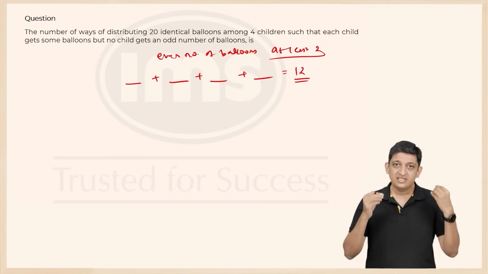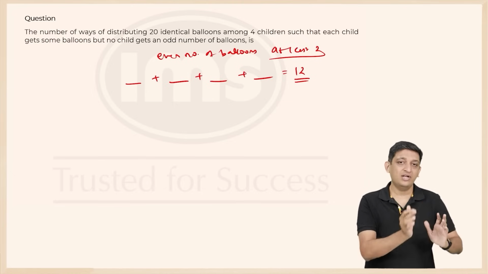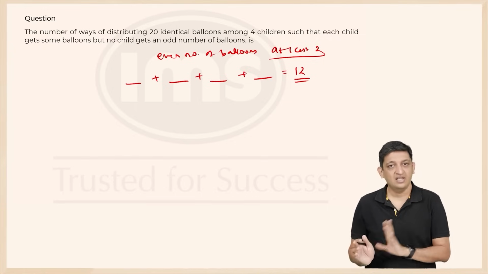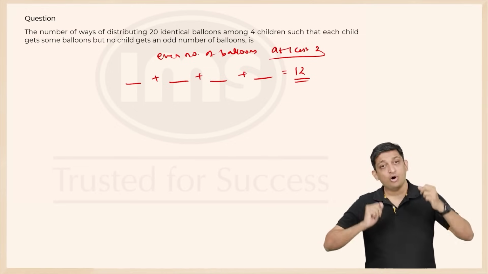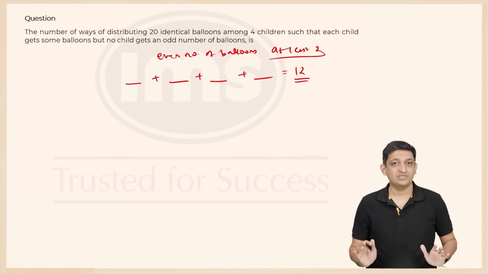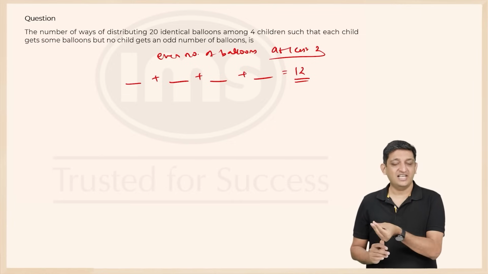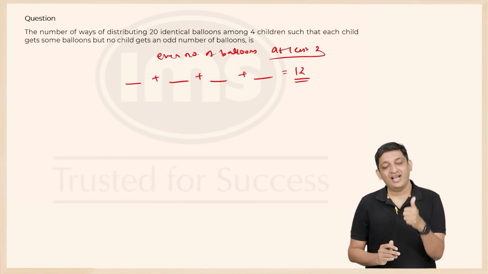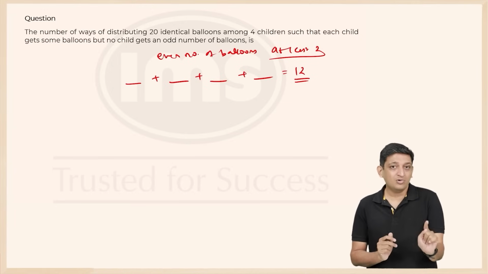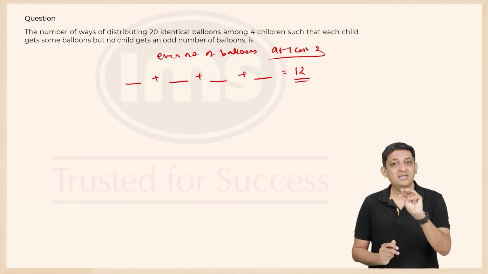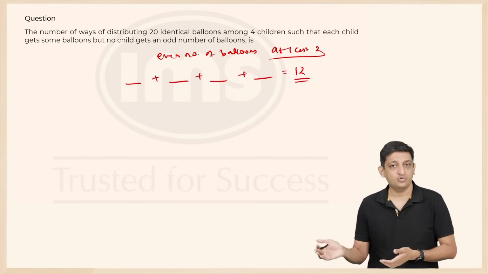I can distribute it the way I want to, purely because I would have already given 2 balloons to each child. So I can choose to not give anything. I can choose to give 2 balloons, 4 balloons, all 12 balloons to one child. Anything is possible. But because I have given an even number of balloons to each child initially, I need to give an even number of balloons to each child now as well. Because now if I give 1 balloon to the first child, that child will have 3 balloons, which violates the condition wherein each child should have an even number of balloons.